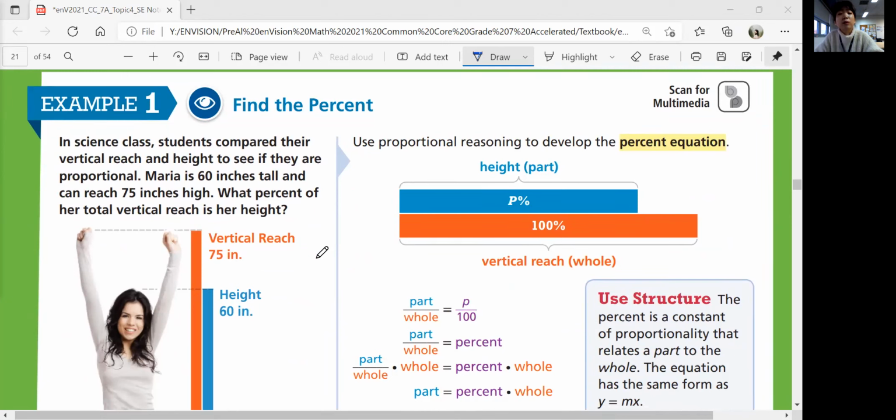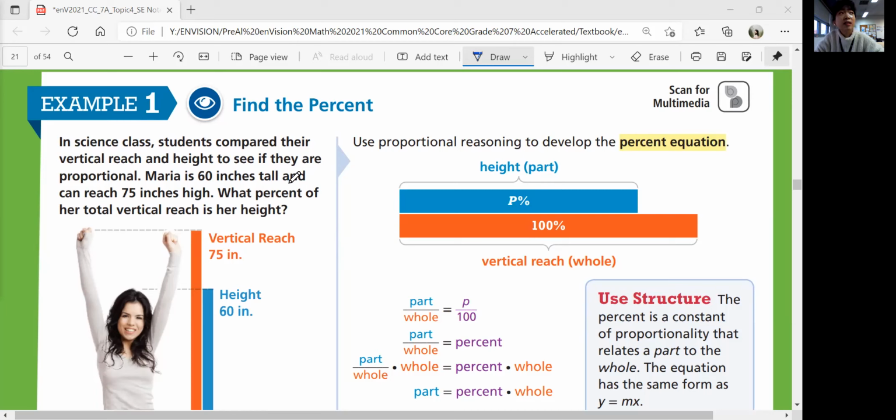Okay, so vertical reach is when you try to reach the top, the highest you could get, right? So my height is about 158 centimeters, but my vertical reach is going to be a lot bigger than that. Maybe like, I don't know, 175, maybe 180. So in science class, students compare their vertical reach.